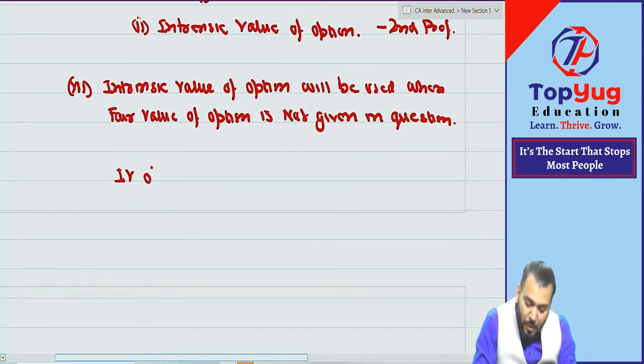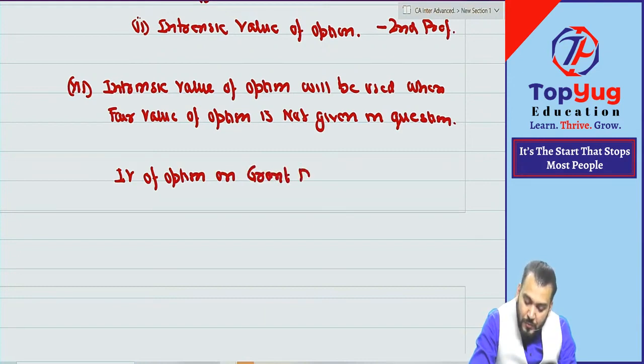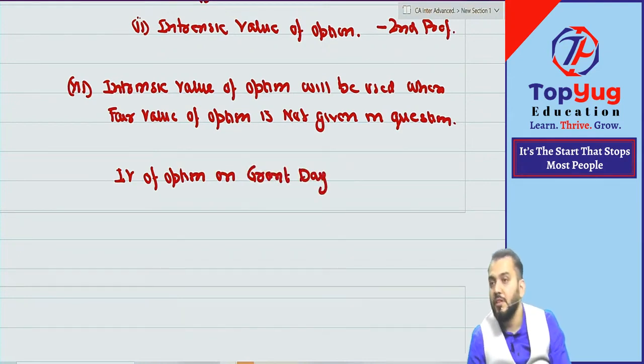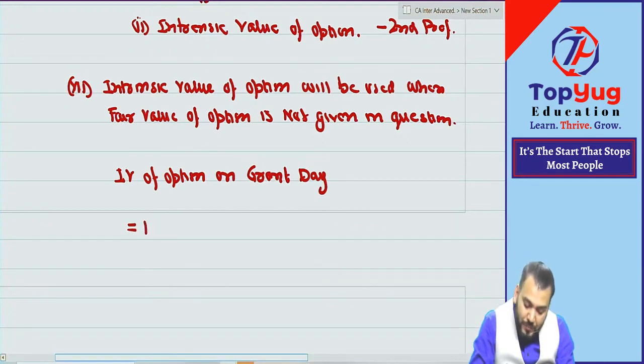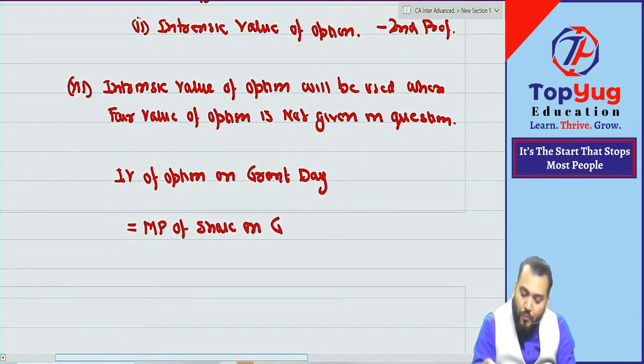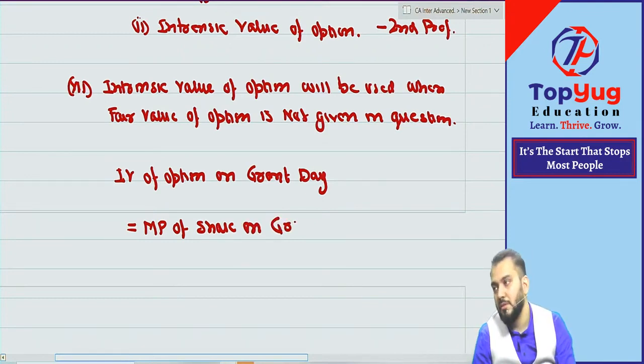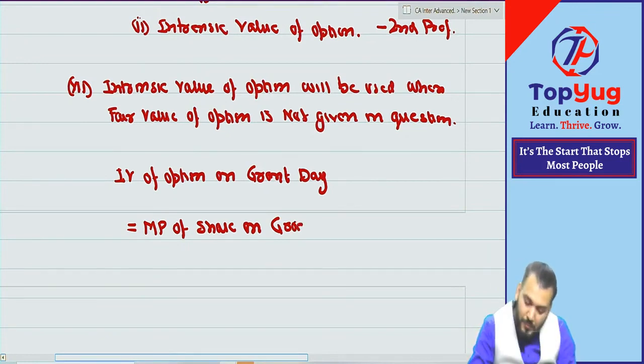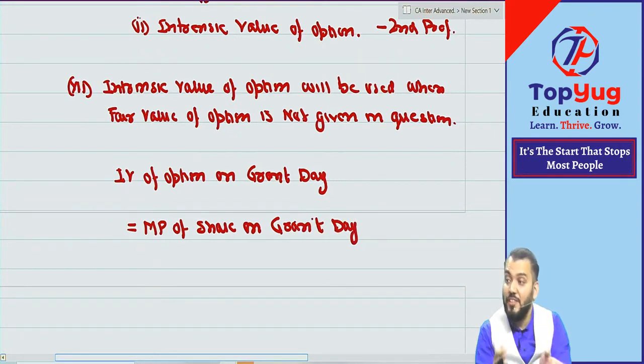Yes, sir. So how to calculate intrinsic value of option? Write down intrinsic value of options. We calculate intrinsic value of option on which date? On grant date. So how to calculate? We'll find out market price of what? Market price of shares, on grant day. Correct?